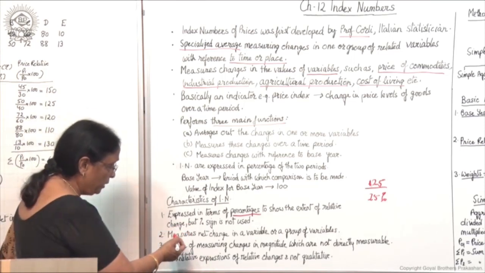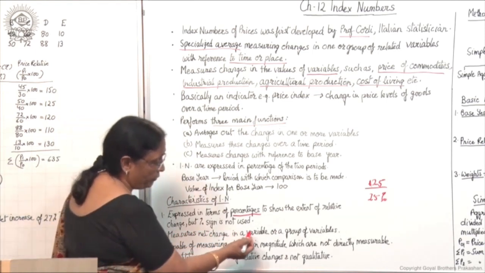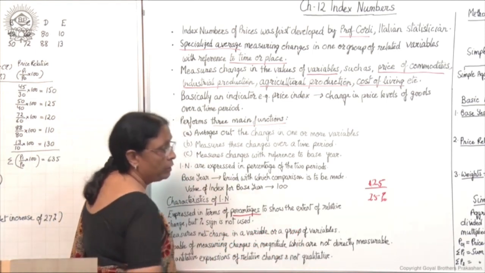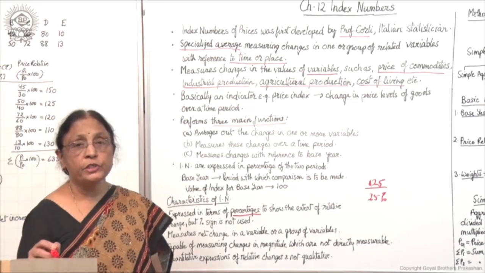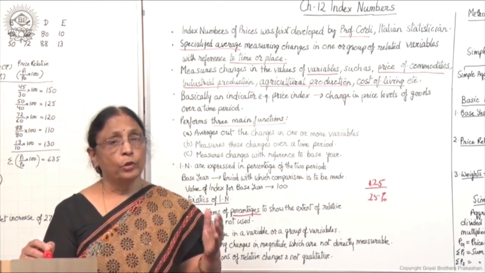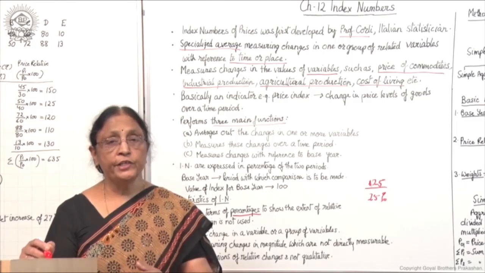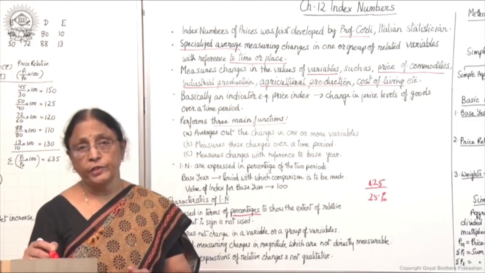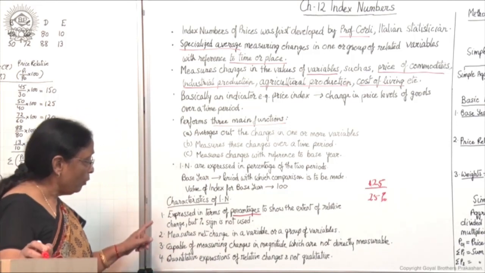Second characteristic, measures net change in a variable or a group of variables. It measures the net change. That means whatever is the exact net change on the basis of the averages, that is measured with the help of index number.